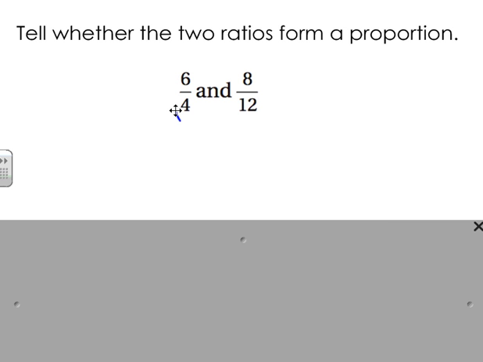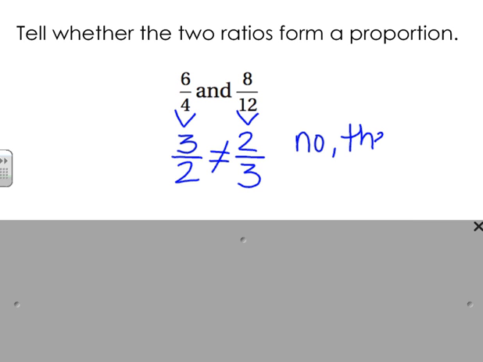So I'm going to simplify 6/4 down to 3/2. And then I'm going to simplify 8/12. I'm going to divide by 4 to get 2/3. Now, 3/2 and 2/3 are not equal. So I would say no, they do not form a proportion. I can also say they are not proportional.